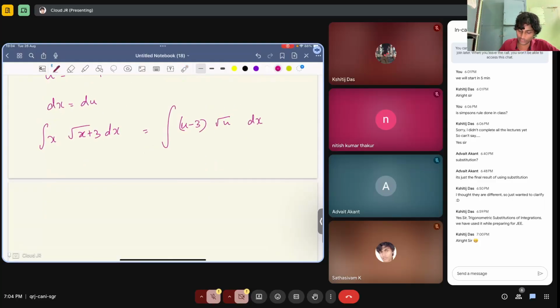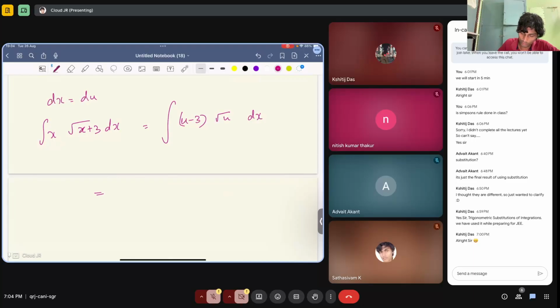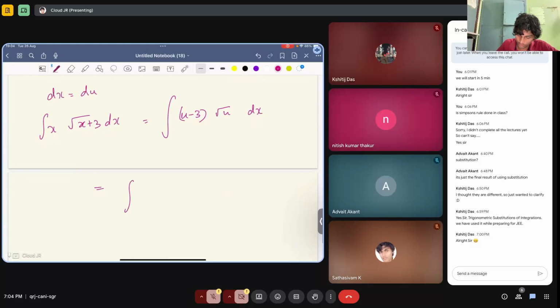From here onwards, I think it's not very hard to proceed. We have done these problems, right? So this is the integral of u to the power 3 by 2 minus 3 times u to the power 1 by 2 du.